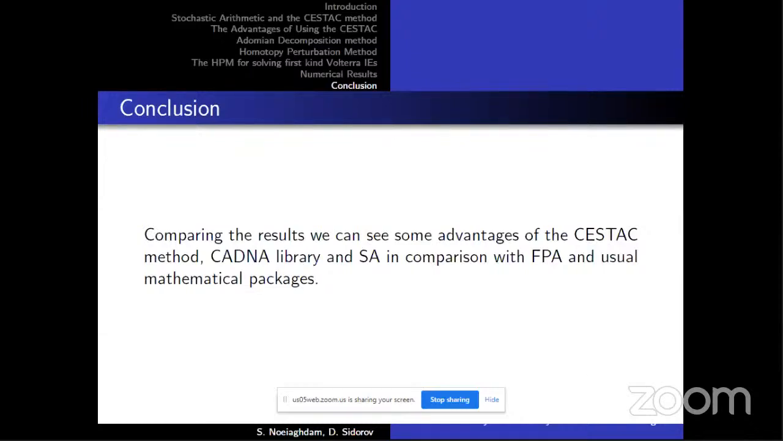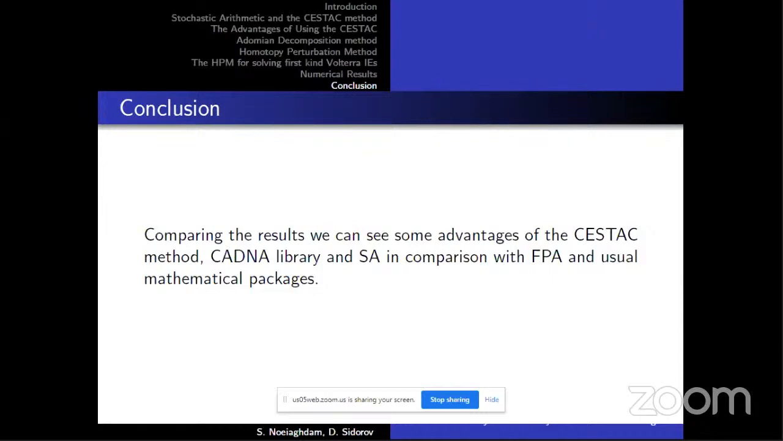Comparing the results, we can see some advantages of the CSTEC method, the Ketner library and the stochastic arithmetic in comparison with the floating point arithmetic and the usual mathematical package. In the CSTEC method, we don't need to have the exact solution to compare the results. The termination criterion is based on two successive iterations. The next advantage is that we don't need to have epsilon, because we don't know the optimal value of epsilon, so it would be a problem for us. In the CSTEC method, we can find optimal iterations, optimal approximations, and the optimal error of the method. Also, extra iterations, which we have in the floating point arithmetic, will be removed using the stochastic arithmetic.